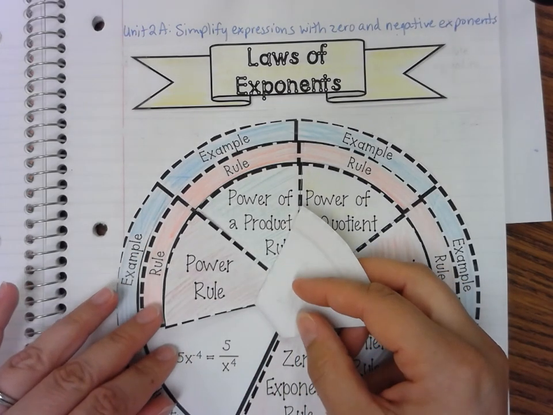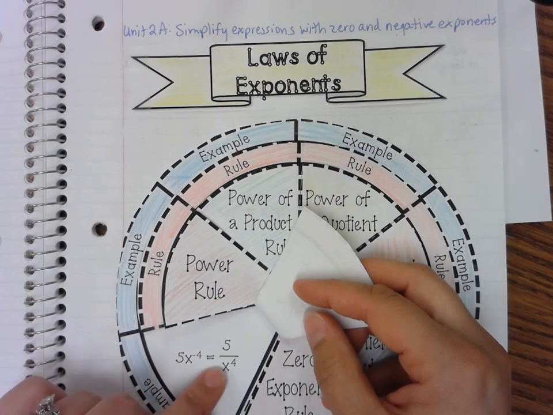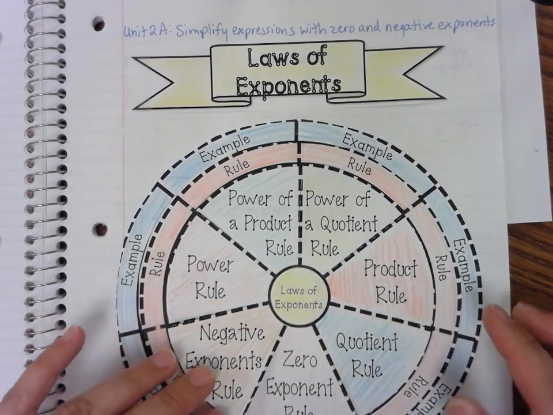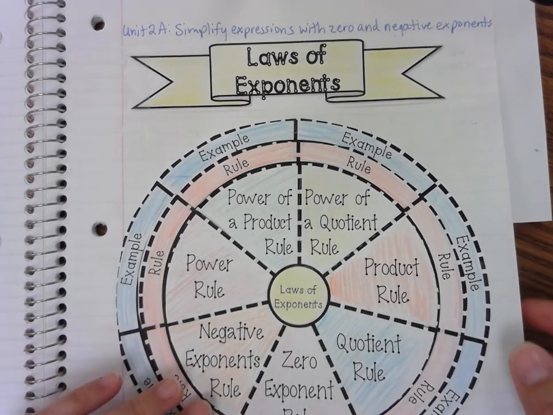So my example is 5x to the negative 4. The 5 stays up top, but the x to the negative 4 becomes the fraction, and we turn the 4 into a positive. Let's take a look at a couple of examples, and remember, you can always come back to this sheet, and we will always refer back to this when looking at our examples.